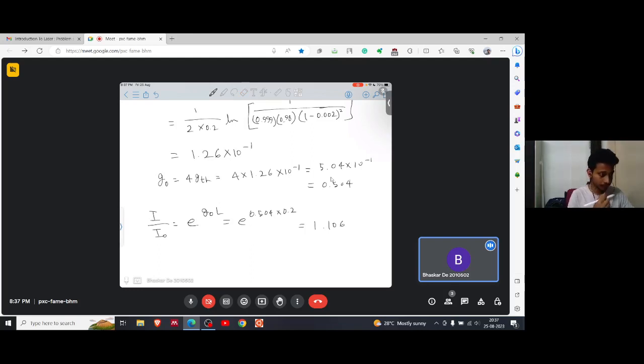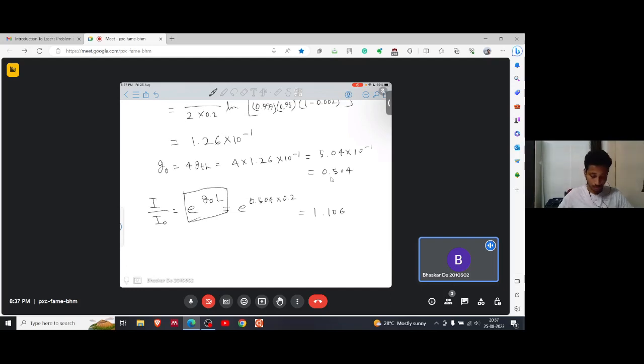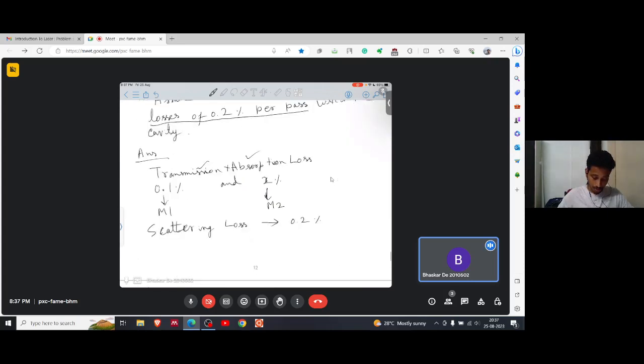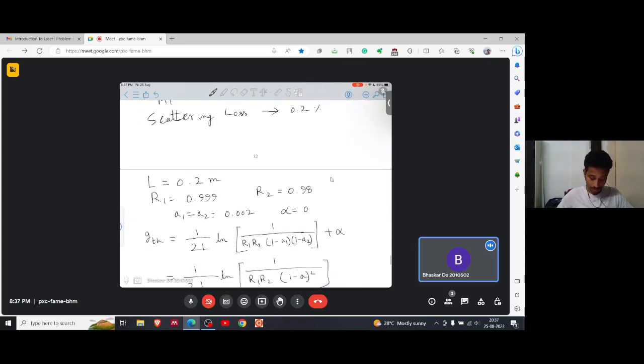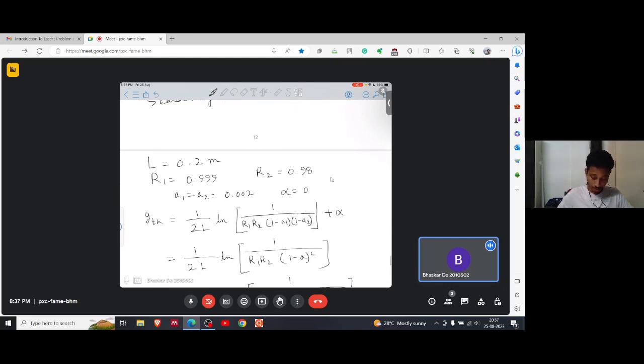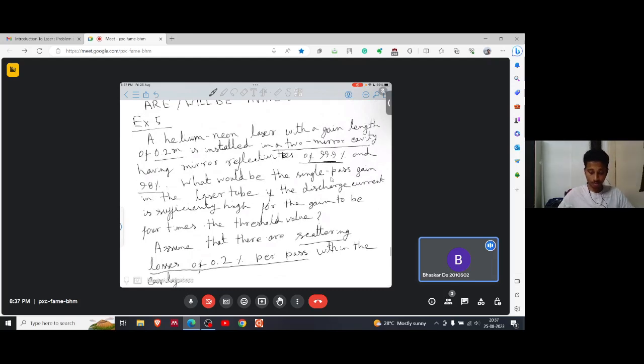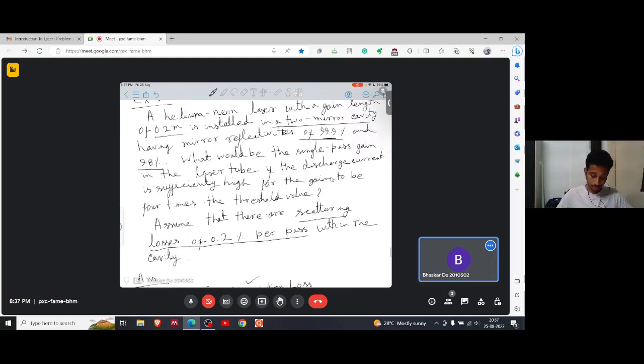So this is the single pass gain, e to the power g naught l. We need to calculate this quantity in order to find the answer for this problem. This is a very interesting problem because it has every kind of loss that is possible in the gain medium. Only one loss is excluded, that is alpha, so the gain medium is not absorbing any power.